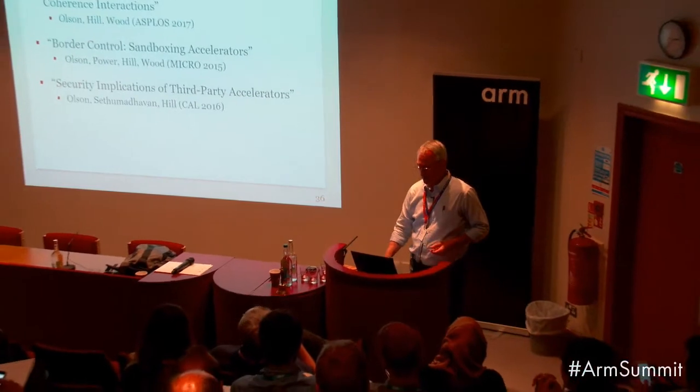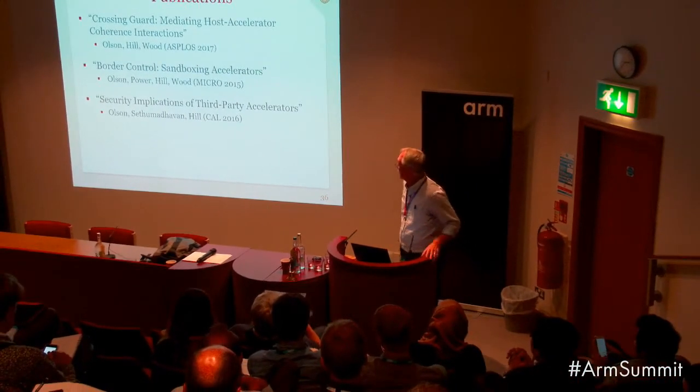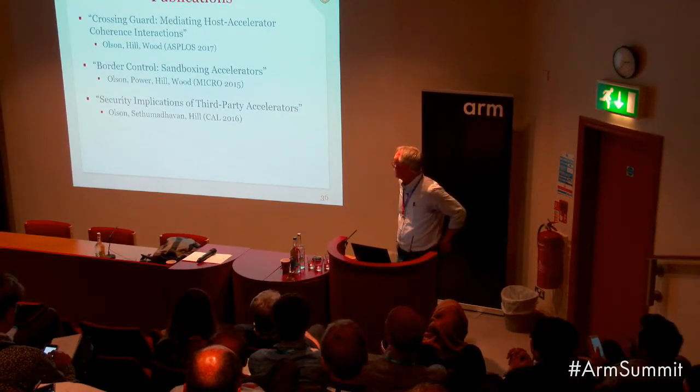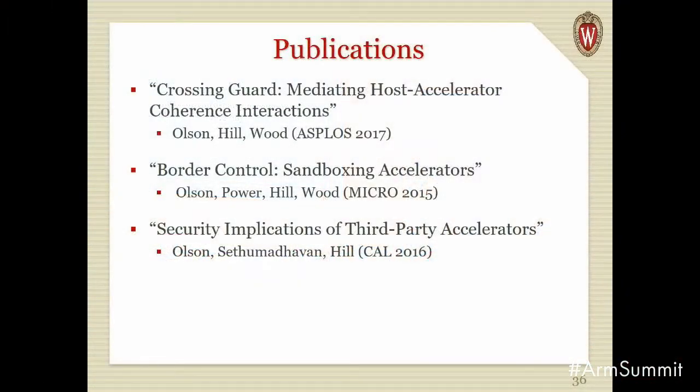Okay, so I'm happy to take some questions, but I'll leave you with the list of papers which describe Crossing Guard, Border Control, and also a third paper which talks about this threat model and taxonomy for third-party accelerators. So if there are any questions?